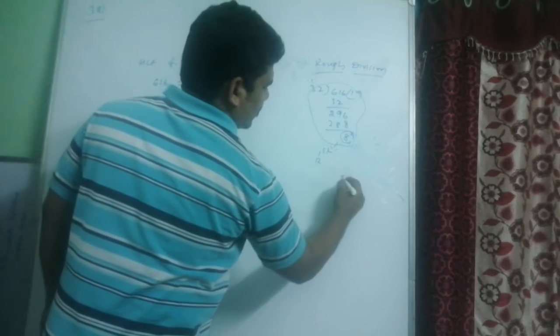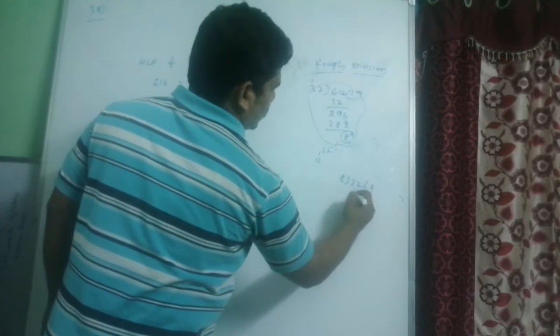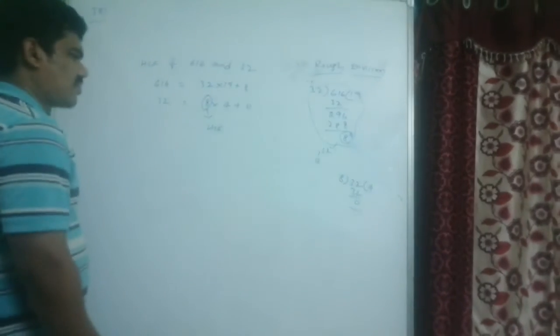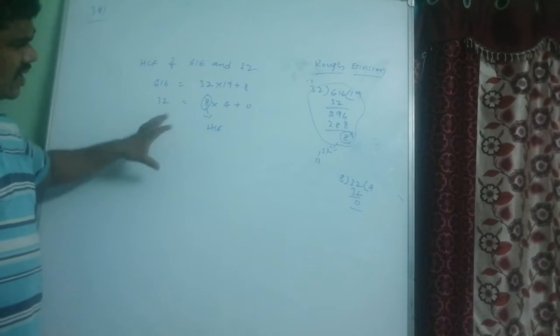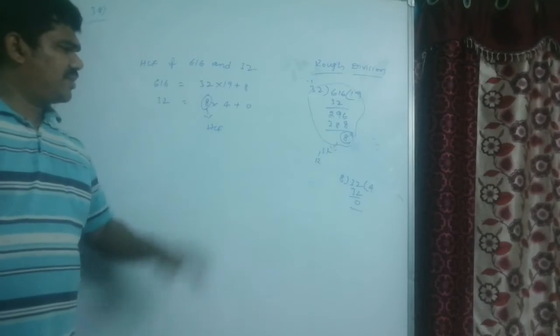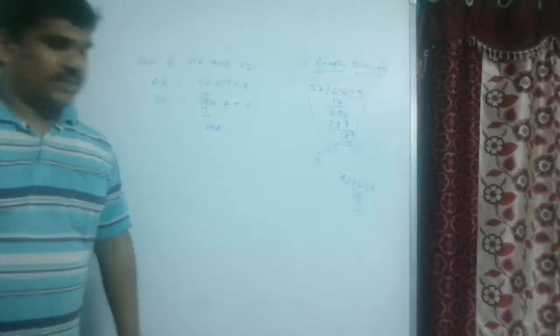So we will do. Don't confuse. Okay. So HCF is 8. So the answer is automatically per line 8 numbers are there. Otherwise 8 lines are there.